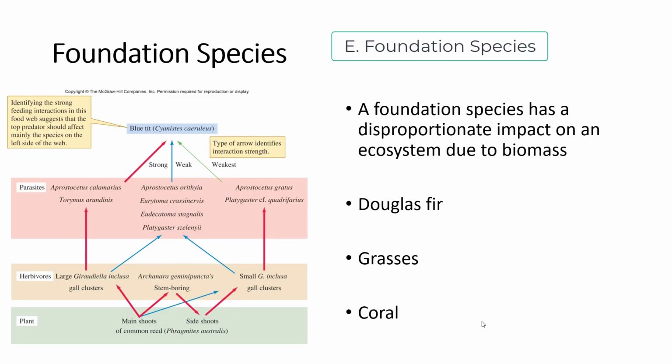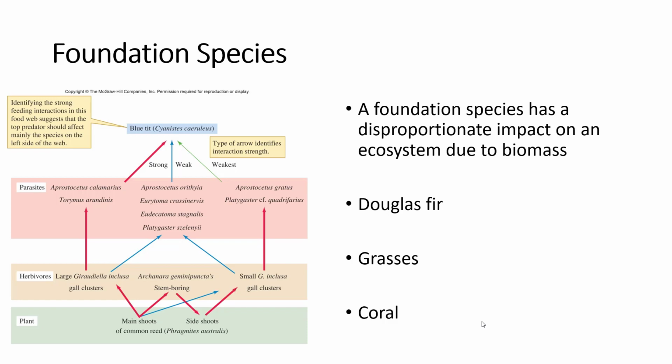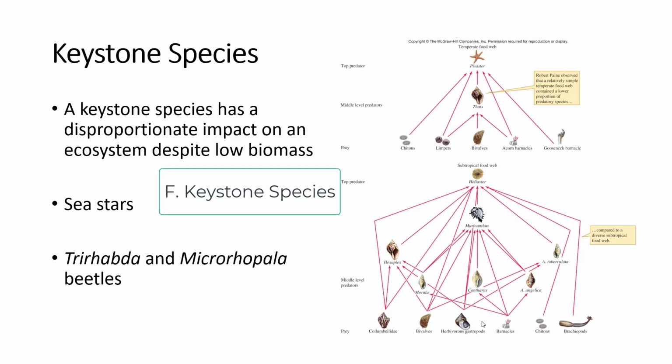A foundation species can increase biodiversity because it has a disproportionate impact on the ecosystem due to its biomass. Douglas fir is the foundation species of our local forests. There is much more Douglas fir than there is, well, any other plant. Grasslands in prairie biosystems are going to have the highest impact. Coral is a foundation species of your coral reefs. All of these are going to have a large impact because of their large biomass. Whereas a keystone species has a disproportionate impact despite low biomass.